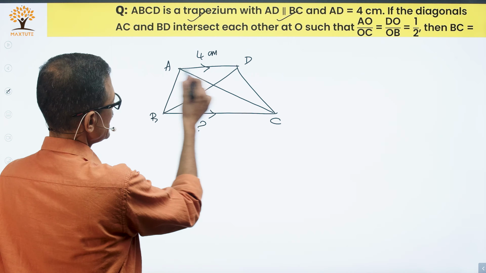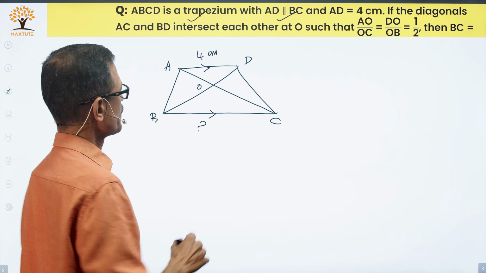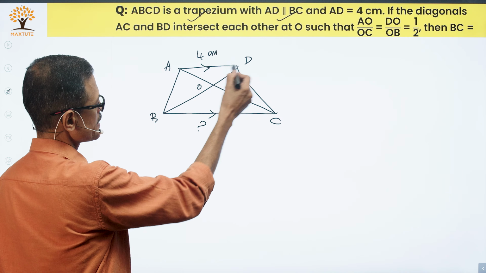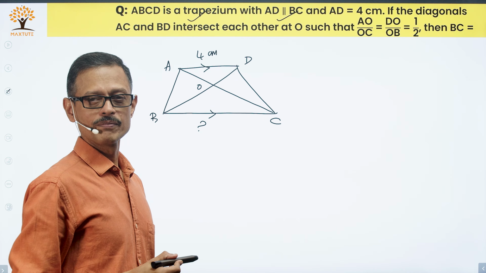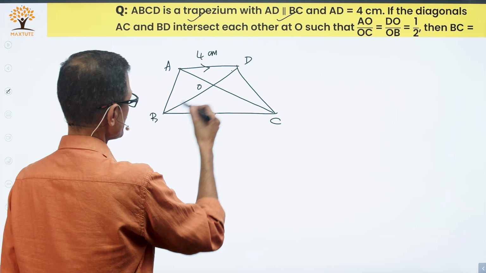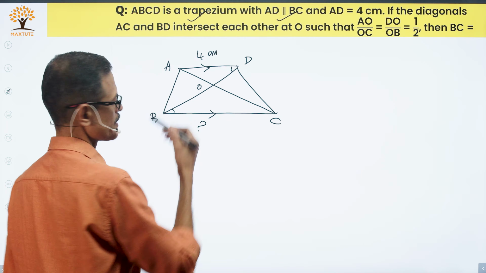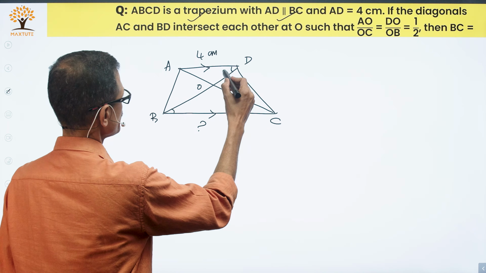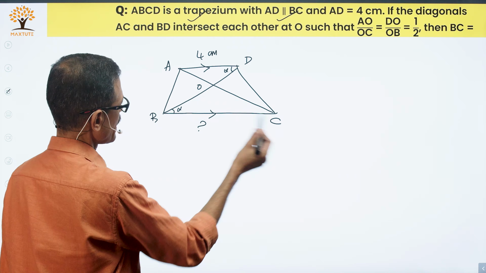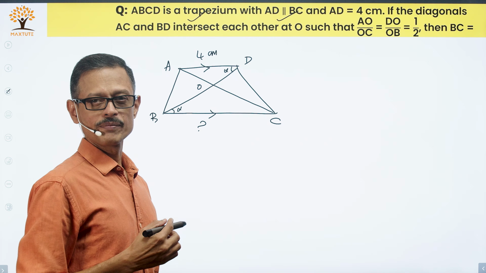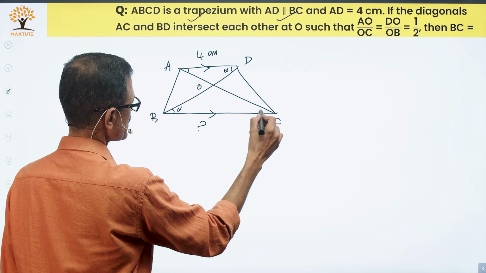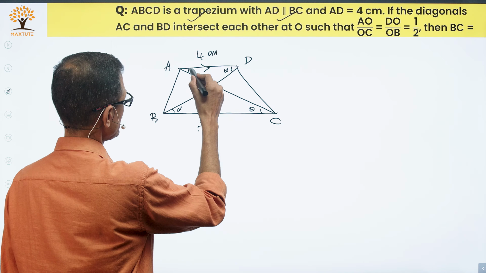Now look at it. AD is parallel to BC. DB is a transversal that cuts through two parallel lines. So alternate interior angles, these two angles will be the same. Let's call this alpha and alpha. Similarly, AD and BC are parallel. AC is a transversal that cuts through it, which means that alternate interior angles are going to be equal. So these two angles will be the same. Let's call this theta and this theta.